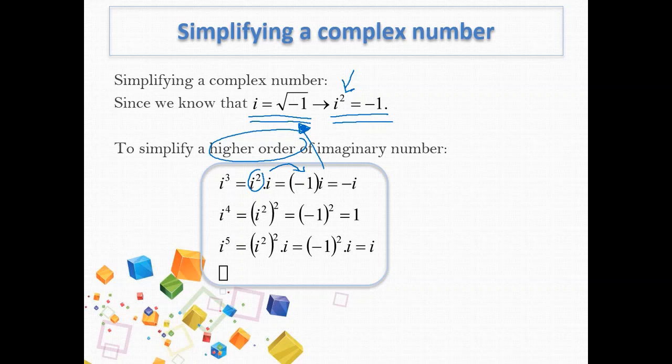Now, i to the power of 4, you can simplify this to i squared to the power 2, where i squared inside the bracket is equal to -1, and -1 squared is equivalent to 1.